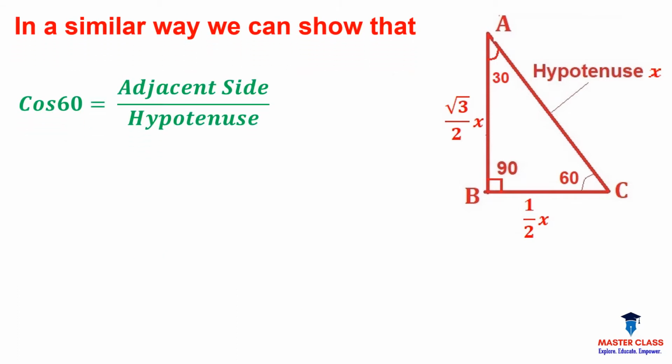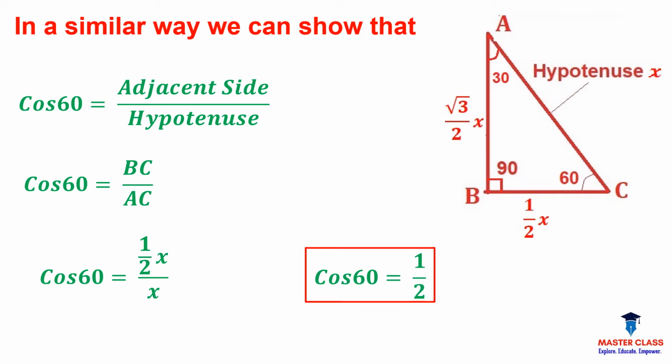In a similar way, we can show that cos 60 is equal to adjacent side upon hypotenuse. Therefore, cos 60 is equal to BC upon AC, and cos 60 now works out to be half x divided by x. Cos 60 works out to be 1 upon 2.